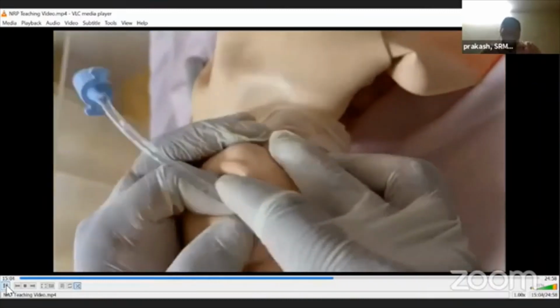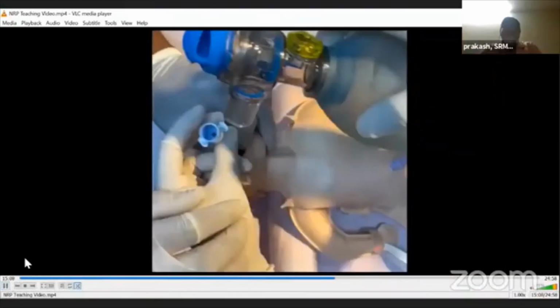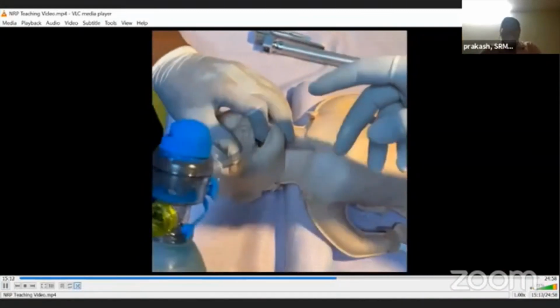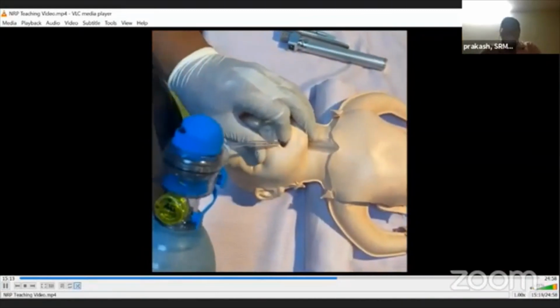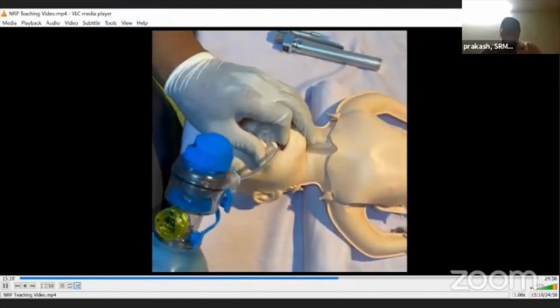I'm holding the ET tube against the hard palate. Dr. Dinesh, you continue positive pressure ventilation now. Yes, sir. I'll continue positive pressure ventilation. Please continue. Breathe 2, 3. I'll just check the air entry for you. Chest is nicely rising.